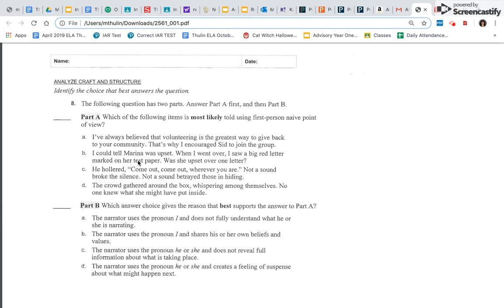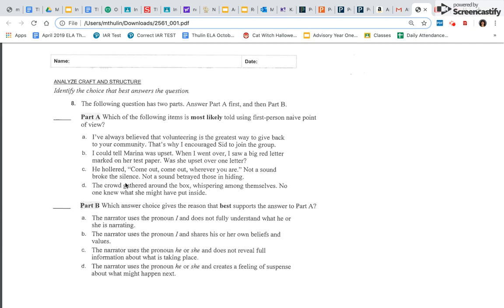B, I could tell Marina was upset. When I went over, I saw a big red letter marked on her test paper. Was she upset over one letter? C, he hollered, come out, wherever you are. Not a sound broke the silence. Not a sound betrayed those in hiding. D, the crowd gathered around the box, whispering among themselves. No one knew what she might have put inside.